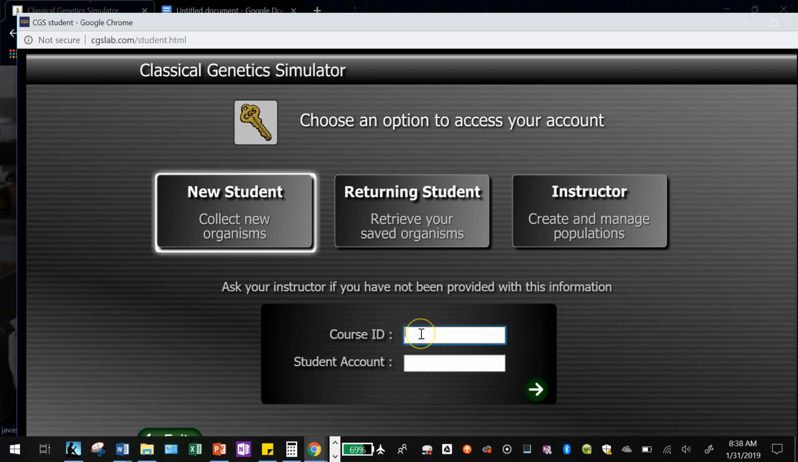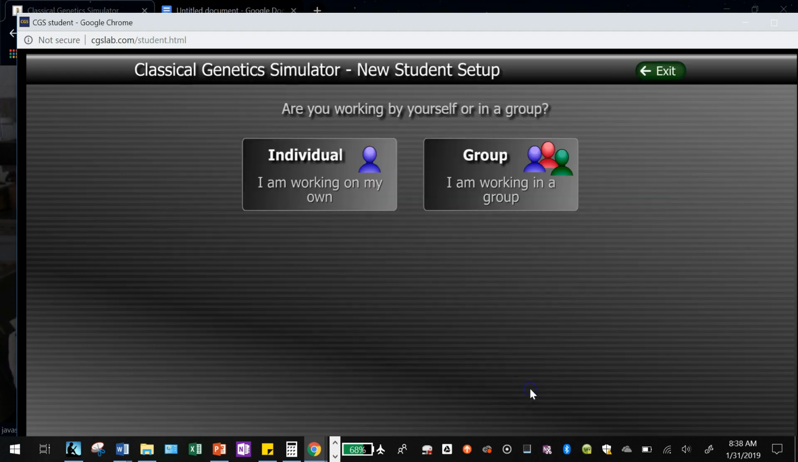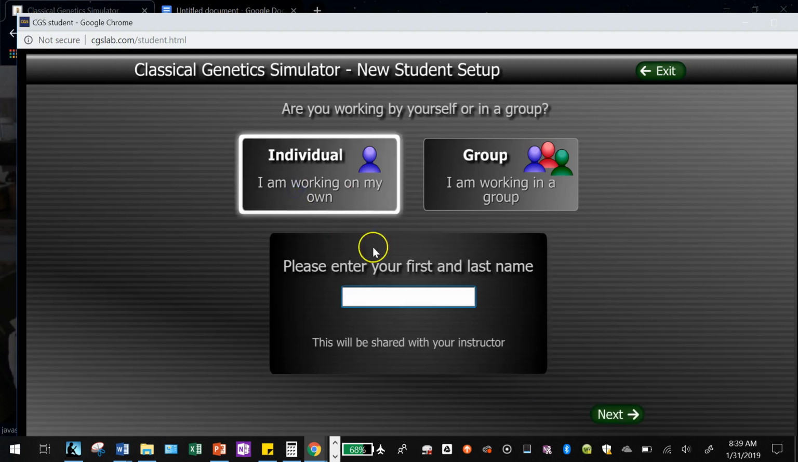When you get here, the course ID is Alice. And this is going to be AP Biology, and then the year that you're currently taking it, which is currently 2019. You're going to be working by yourself, so you're going to go to individual. You're going to type your name, and then on the next screen, it is going to give you a password.